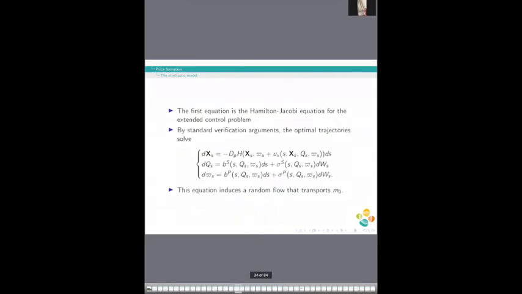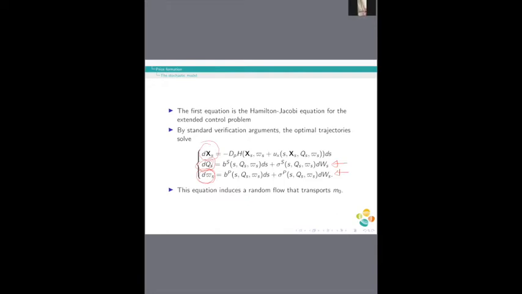So the first equation is an extended control problem. This is a control problem where the agents will control their supplies, but they also see the supply, and they also see the price, which also solve coupled equations, coupled stochastic differential equations.